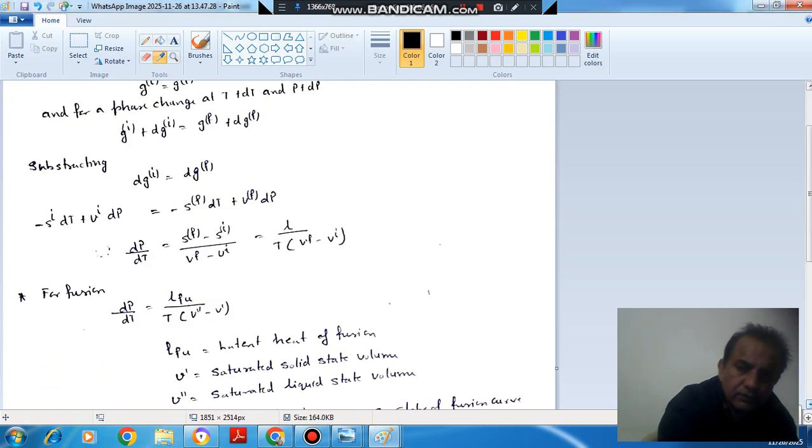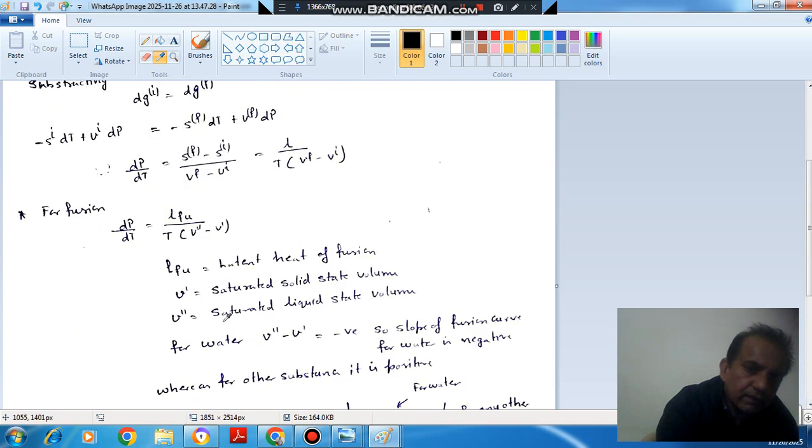Now we will use this Clausius-Clapeyron equation for various phase changes. First of all, we will take fusion. Here it will be written for fusion, and vf is V double dash, the saturated liquid state volume, and I will take V dash, the saturated solid state volume. So that is your change in volume of ice, or substance, during melting.